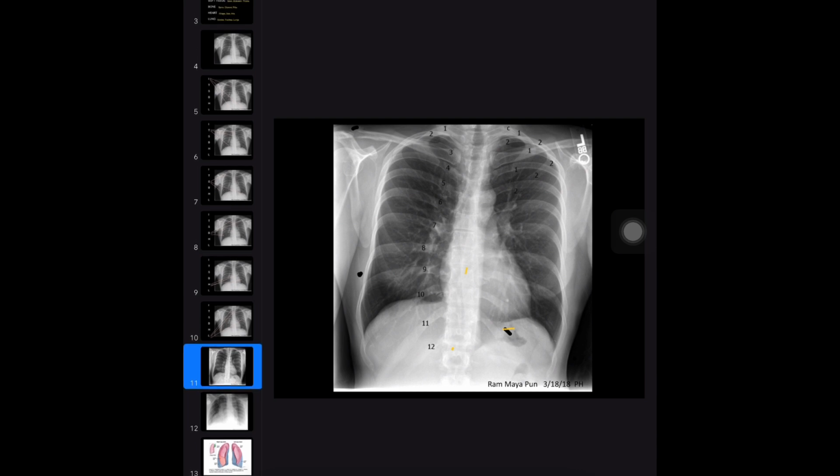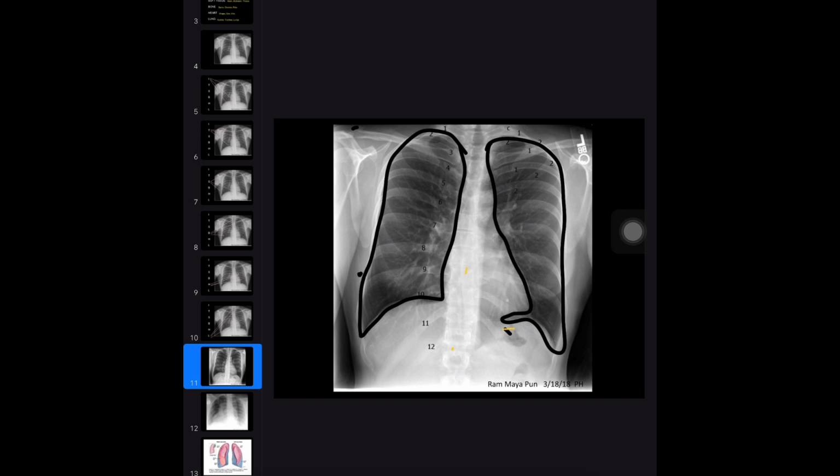For the lungs, you have to first look at the outline of the lungs. And then the trachea, you have to see the trachea, and then the lungs, inside the lungs.